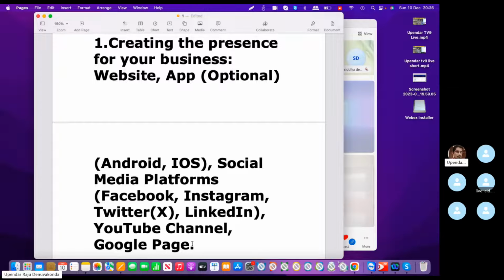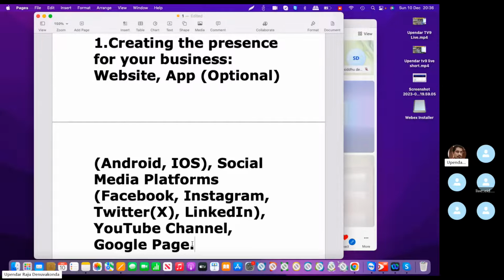And you have to create the social media platforms. Creating a Facebook page, Instagram, Twitter, and LinkedIn is completely free of cost. Creating a YouTube channel is completely free of cost, and creating a Google page is also completely free of cost. That's the reason the investment for creating a presence for your business on the internet is very, very less. So this is your first step.